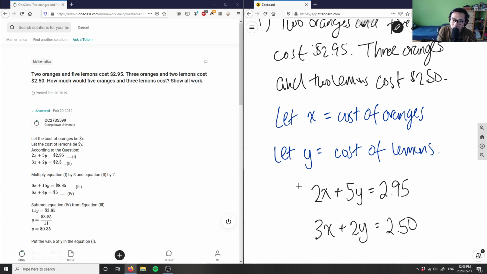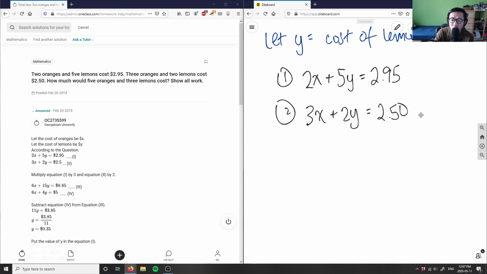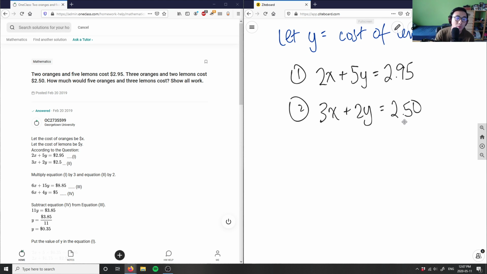So we're given 2 equations here. We want to find out how much 5 oranges and 3 lemons would cost. To do that, we have to figure out the unit price, how much 1 orange costs and how much 1 lemon costs, and then we can solve for this solution. We're given equation 1 and equation 2, and we can use substitution or elimination to get rid of a variable.